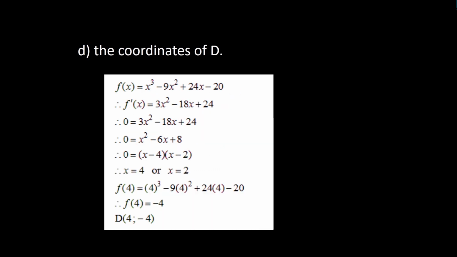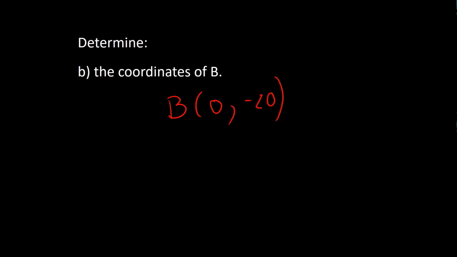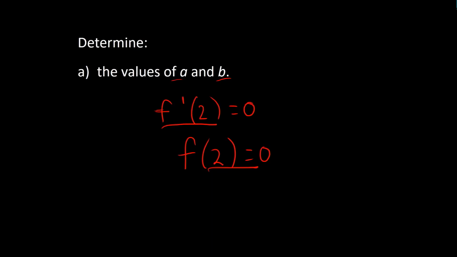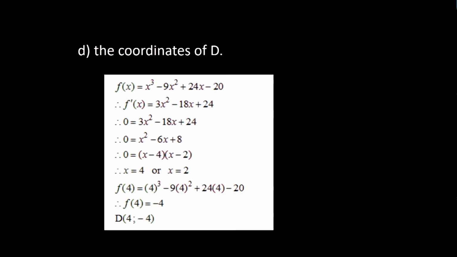All right. Let's look at the coordinates of D. Now D is, if we have a look at the graph, it's the minimum turning point. So let's just recap, how do we find turning points? To find a turning point, you find the derivative of your function, you then let that derivative equal 0, and you solve for x. Once you have the value for x, you then take the x value and put it back into the original function and find y. So let's very quickly go through finding the coordinates of D.